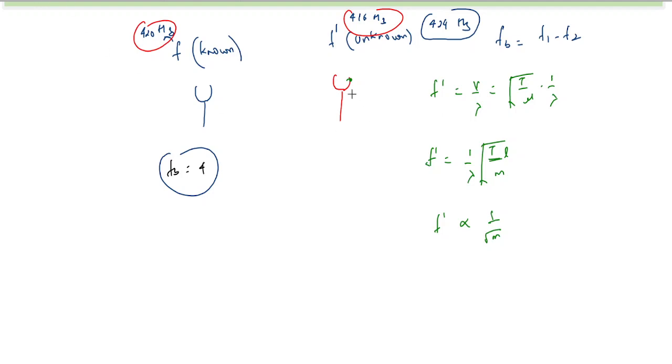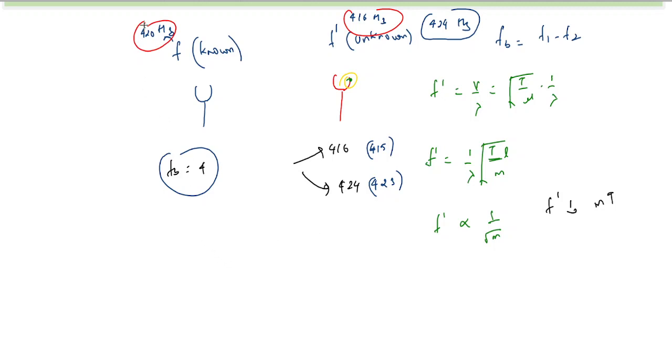By putting some wax onto this, mass has increased, so the frequency would decrease. So the possibilities are, it is either 416 Hertz or 424 Hertz. By applying wax onto it, the frequency will decrease. Let's assume that it decreases to 415 Hertz, and this decreases to 423 Hertz. These are just rough numbers, not to be memorized.